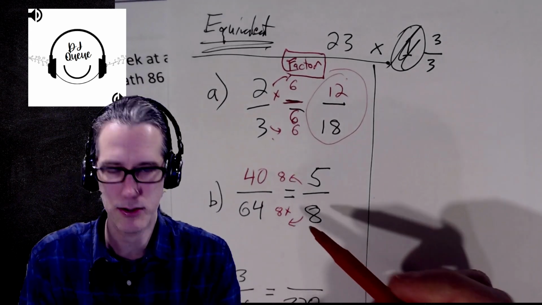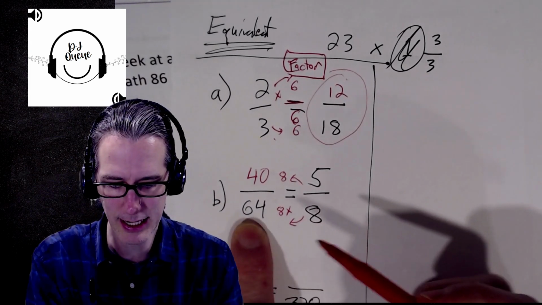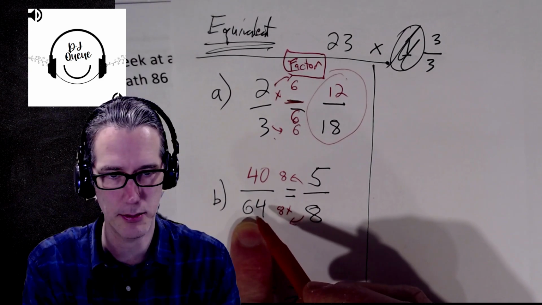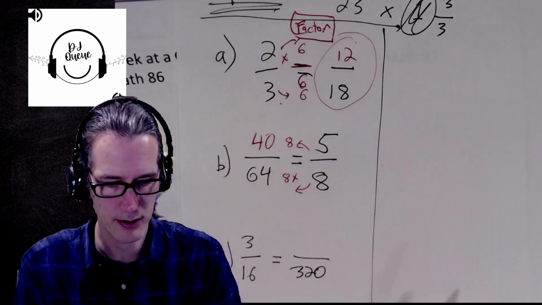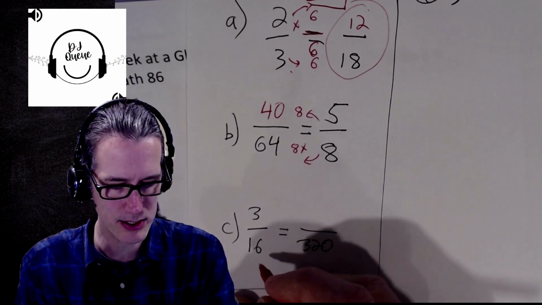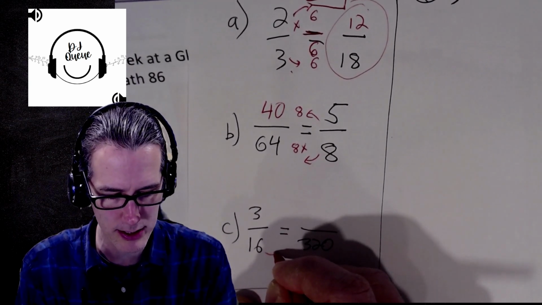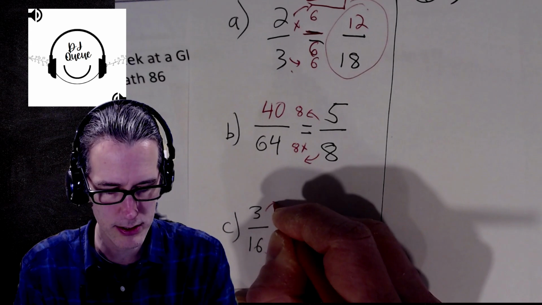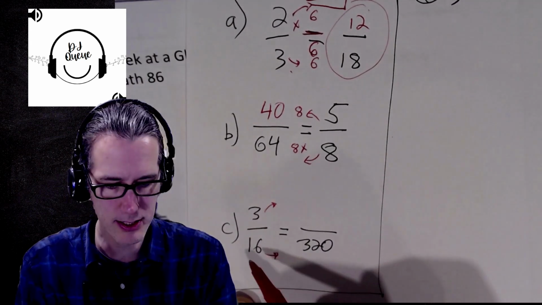Another way I think about this is, what did I do to the bottom number to get this new value that it's got to be? Okay, so that's going to be 40/64. And this last one, it's quite a big jump, and we're still increasing our value, and this time by quite a lot.